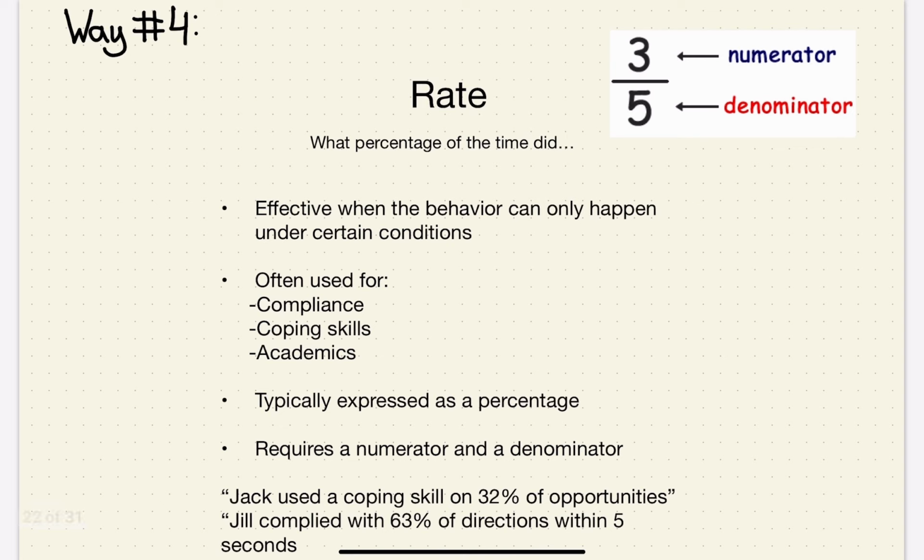Our 4th one would be rate. This would answer the question, what percentage of the time did so-and-so blank? So this is really effective when the behavior can only happen under certain conditions, and often it's used for compliance, coping skills, academics. Usually we present this as a percentage, but in order to get a percentage, you do need a numerator and a denominator. It is used when you're trying to get sentences such as, Jack is using his coping skill on this percentage of opportunities, or Jill complied with this percentage of directions within 5 seconds.